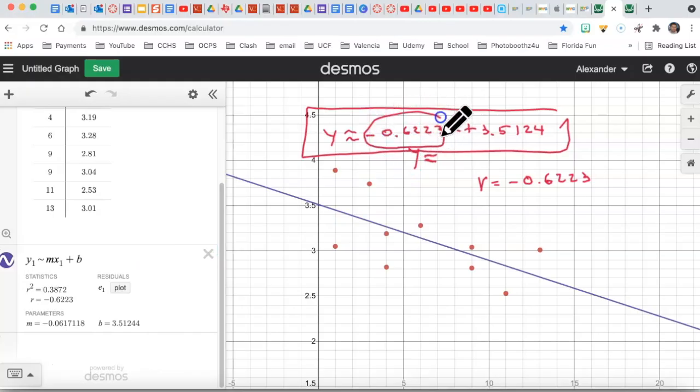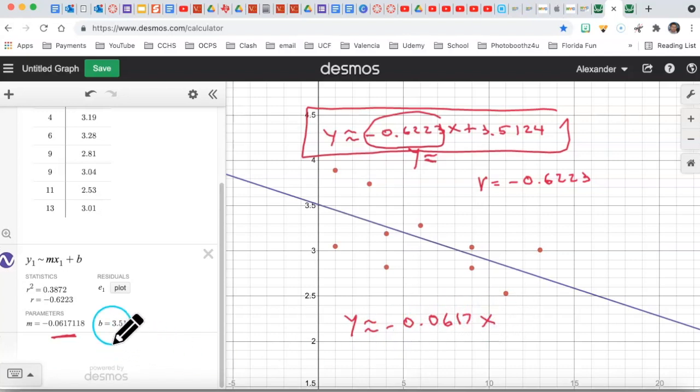I just realized that I didn't use my slope. I used the correlation coefficient. That's a mistake. I apologize, guys. It's been a long day, I guess. So my slope, here we go. Negative 0.0, I'm so sorry, 617. All right, here we go. That's a better one. That's the slope.